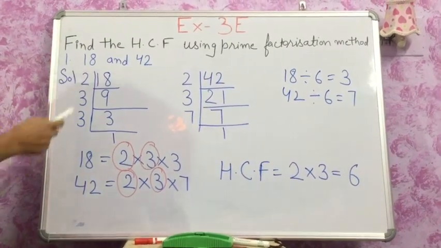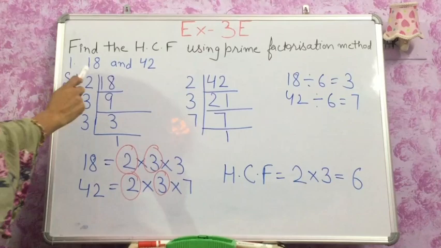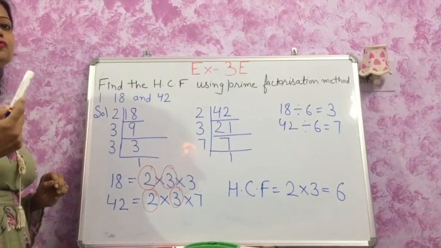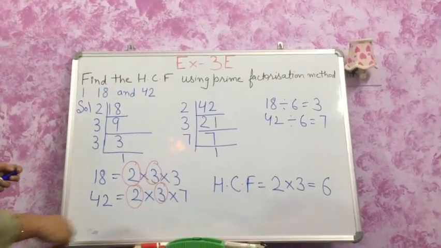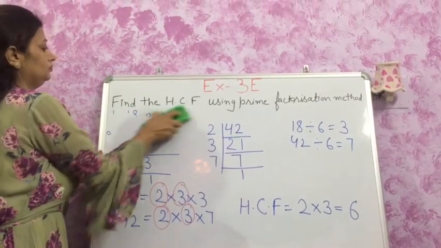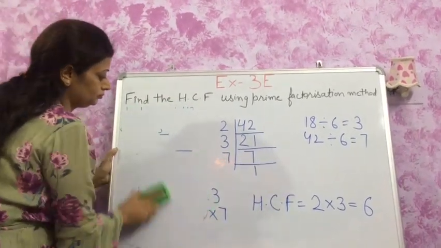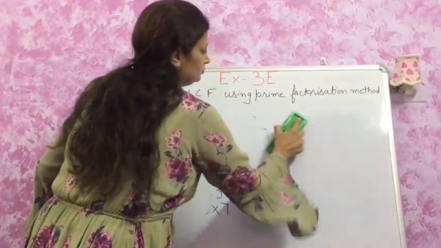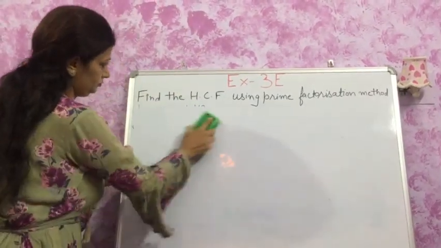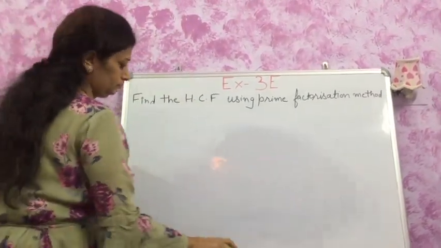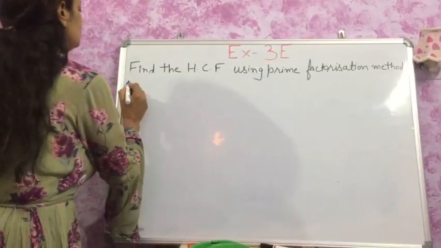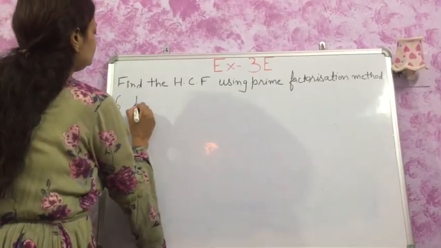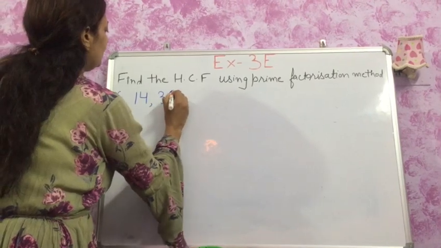We found the prime factorization and HCF of 18 and 42, two numbers. The same way we can find the HCF of 3 numbers. That is our 6th sum. Our 6th sum is 14, 35 and 63.